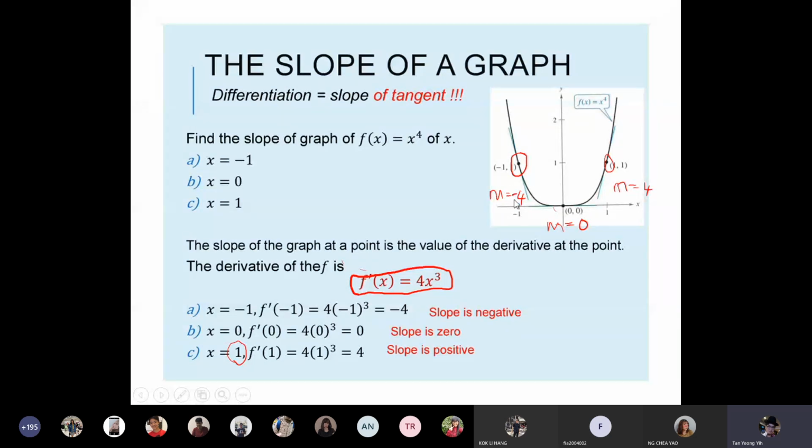Okay, if we want to find the slope, we can use differentiation. After we differentiate, we substitute the value of x into the differentiated function, then we can find the slope. Okay, so remember in the beginning of this chapter, I told you what is differentiation? The differentiation is actually the slope, right? So this differentiation helps us to find the slope of this type of curve.